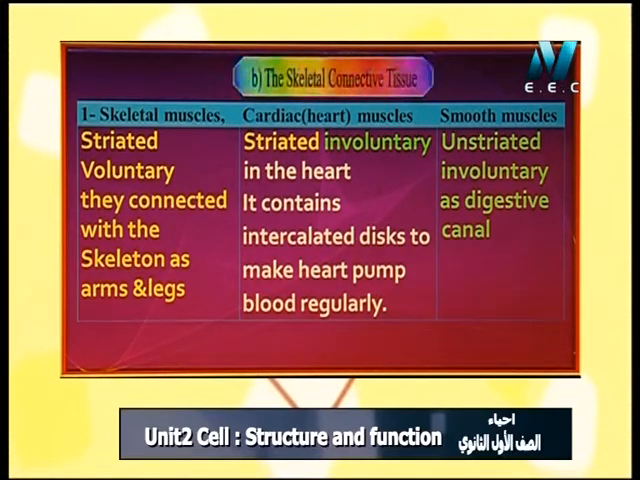The cardiac muscles is similar to the skeletal muscles in the presence of striation. So they are striated but involuntary because they are not controlled by our will. The heart is the kind of muscle which containing certain discs which are called intercalated discs. The intercalated discs make the heart pump blood regularly.